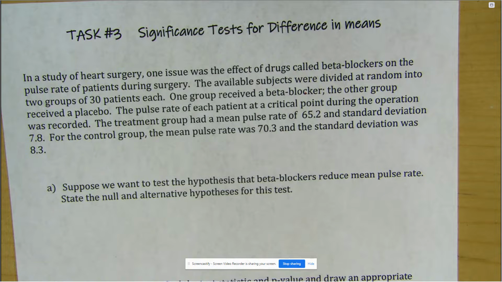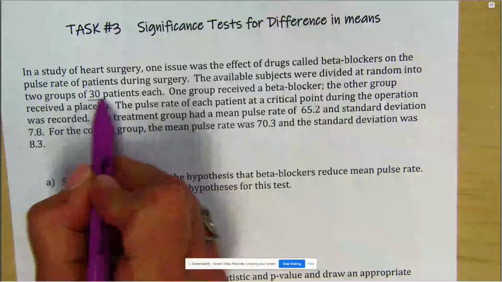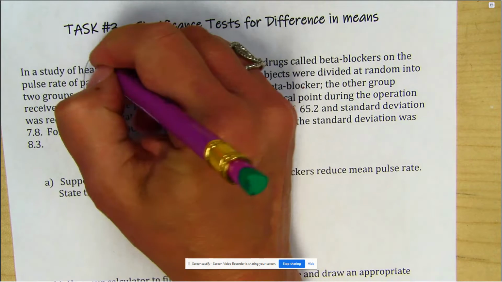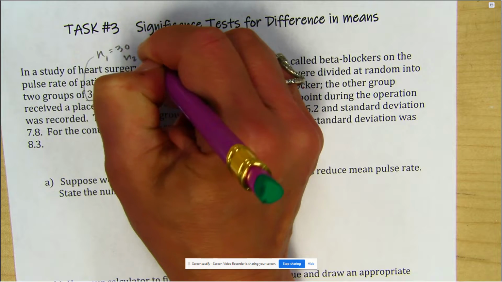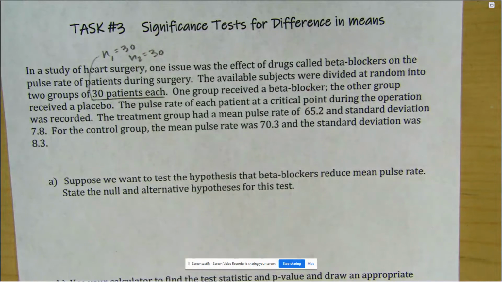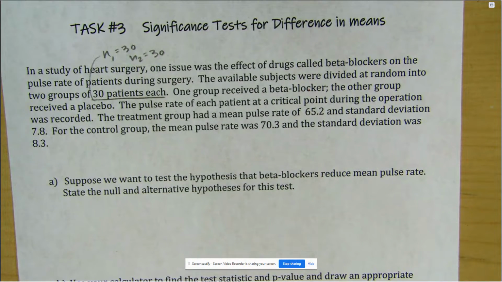So, in a study of heart surgery, one issue was the effect of drugs called beta blockers on the pulse rate of patients during surgery. The available subjects were divided at random into two groups of 30 patients each. So, there's your N if you're ever going to need it. Probably N sub 1, N sub 2. One group received a beta blocker, the other group received a placebo. The pulse rate of each patient at a critical point during the operation was recorded.